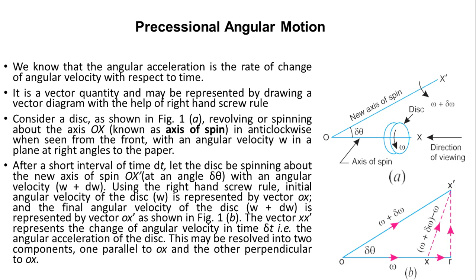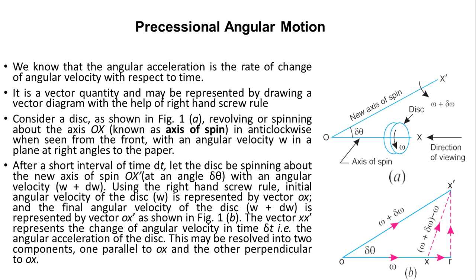Initially it has some angular velocity omega, and when it moves from OX to OX dash, you can see there is a change to omega plus del omega. You know that angular acceleration is the rate of change of angular velocity with respect to time. So when you differentiate angular velocity omega, d omega by dt is the angular acceleration, that is alpha. It is a vector quantity and may be represented by drawing a vector diagram, with the help of the right hand screw rule.